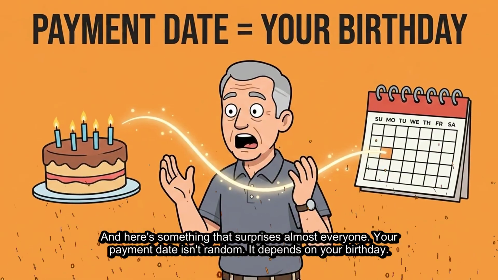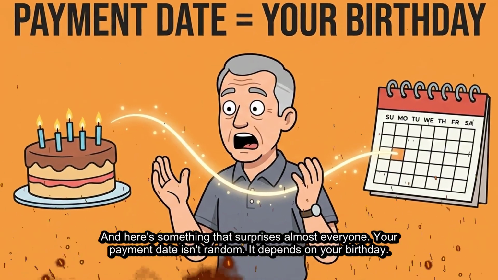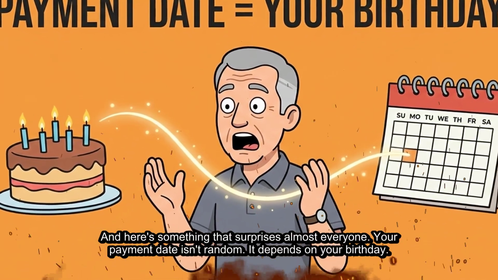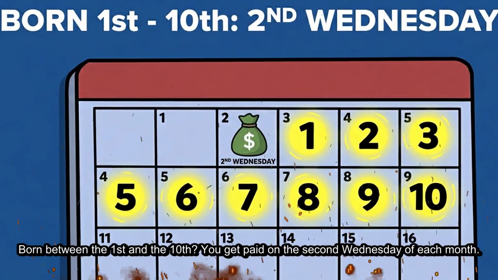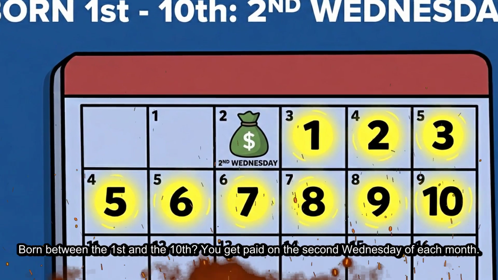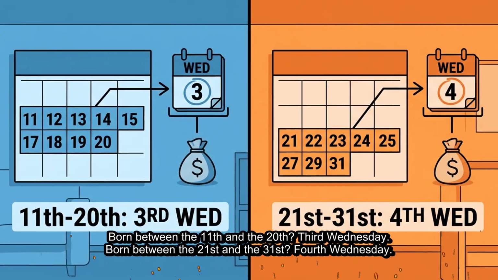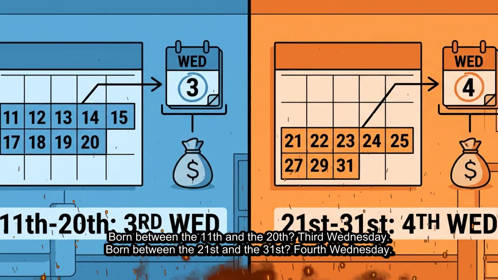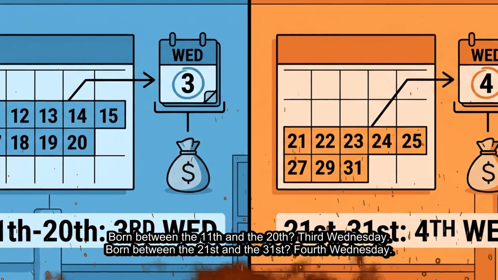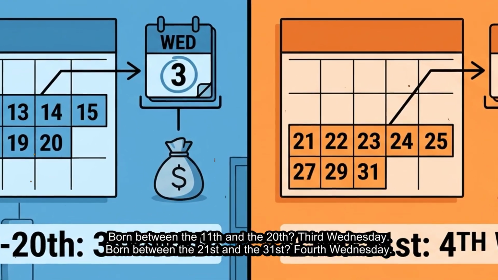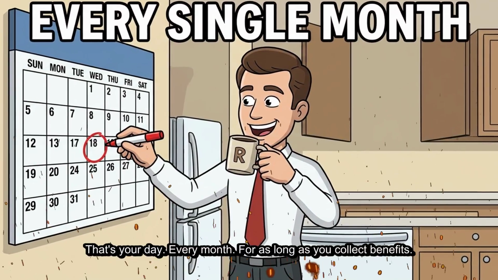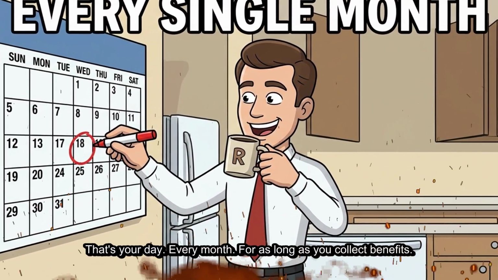It tells you your monthly benefit amount, your start date, and your payment schedule. And here's something that surprises almost everyone. Your payment date isn't random. It depends on your birthday. Born between the 1st and the 10th, you get paid on the 2nd Wednesday of each month. Born between the 11th and the 20th, 3rd Wednesday. Born between the 21st and the 31st? Fourth Wednesday. That's your day, every month, for as long as you collect benefits.